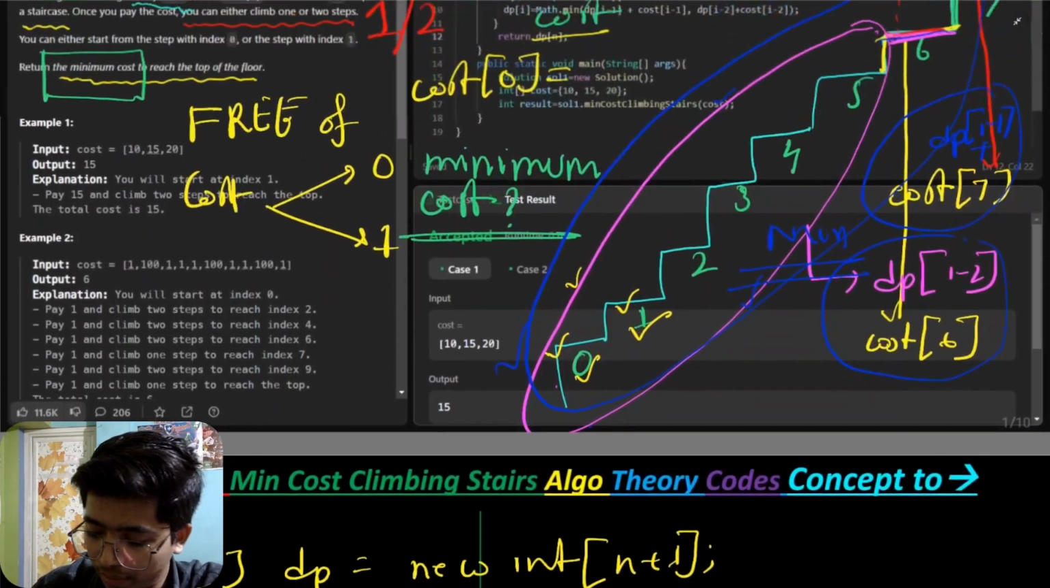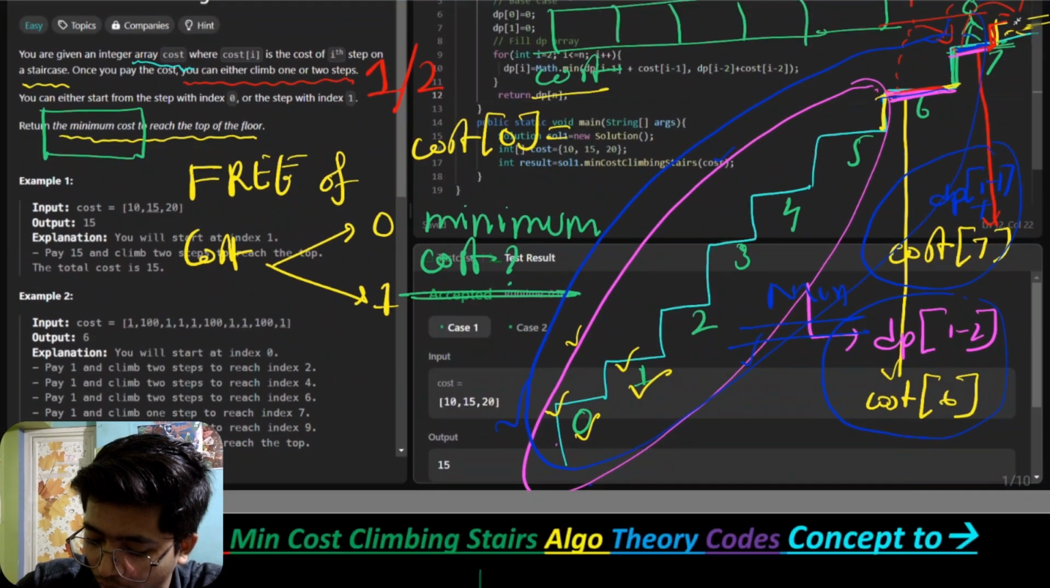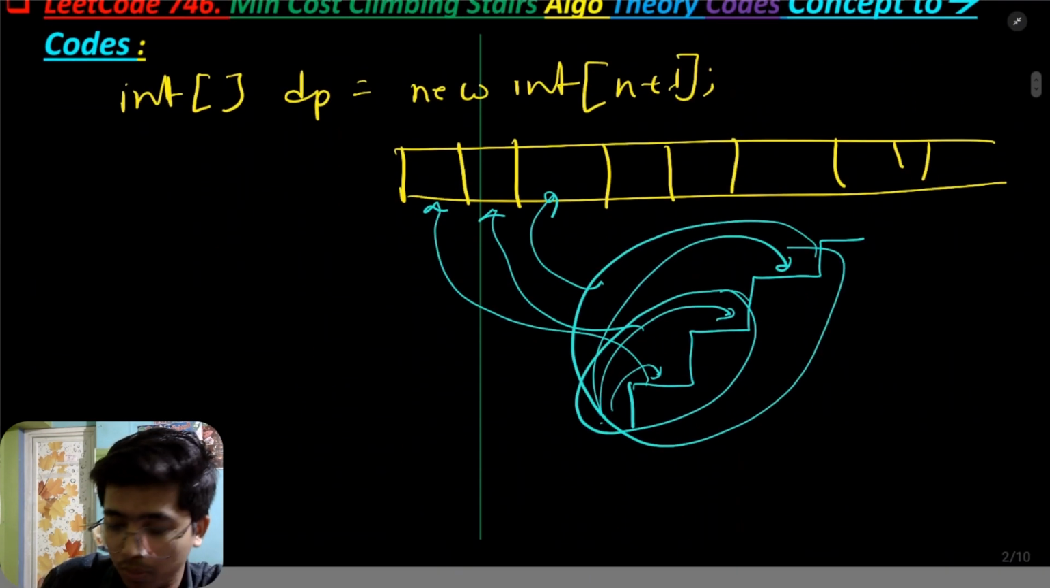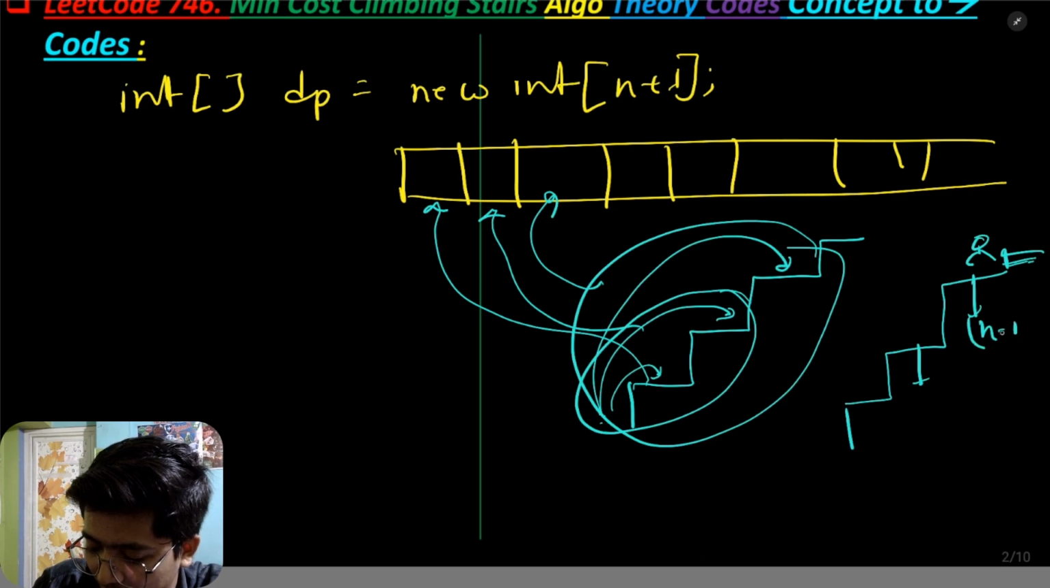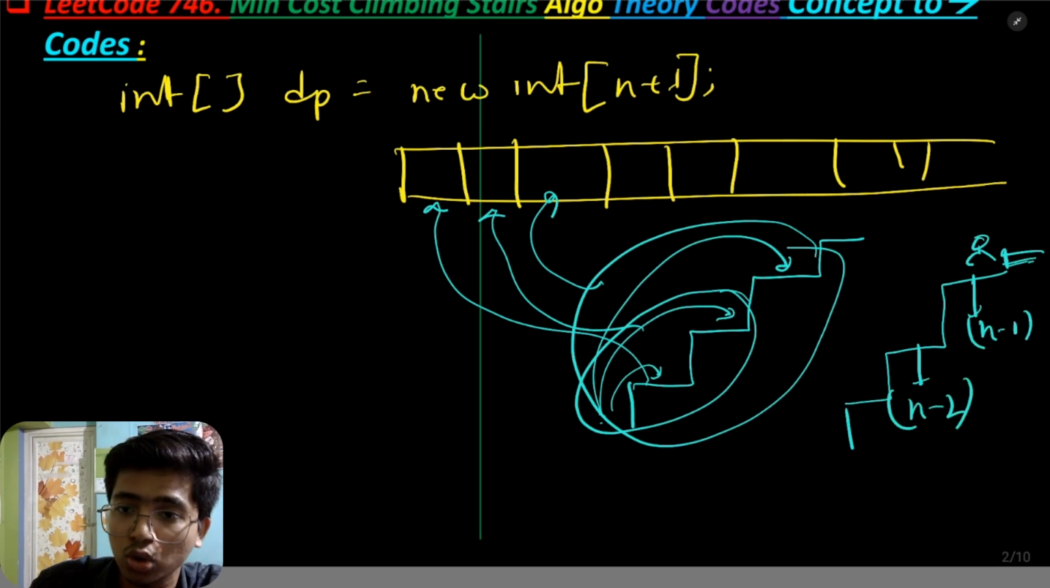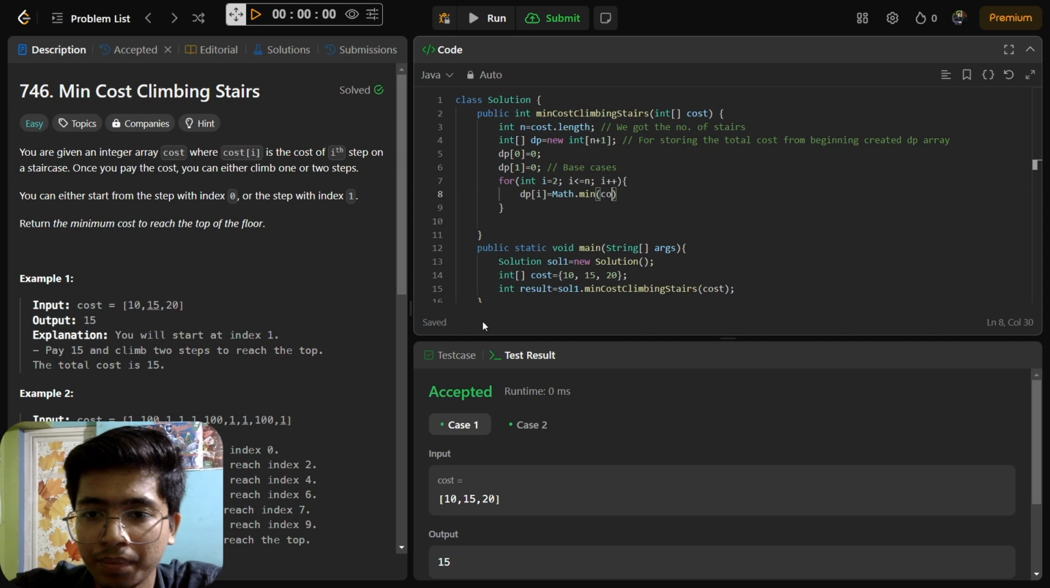Look, suppose we are in this index, and that is the roof. So this is the n minus 1th index and this is the n minus 2th index. So that cost we have to write, and we'll be writing it in a generalized format. So Math.min of cost of i minus 1, comma, cost of i minus 2. Look, that is the cost of the individual stairs.